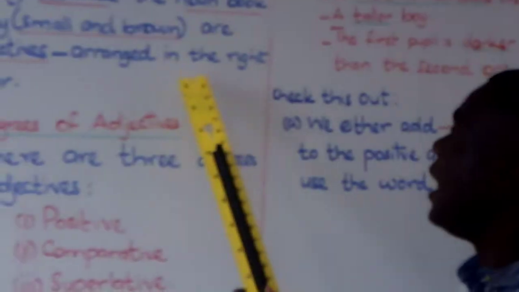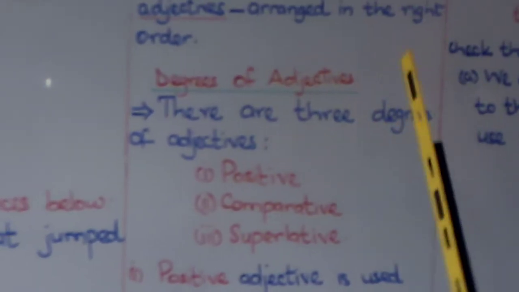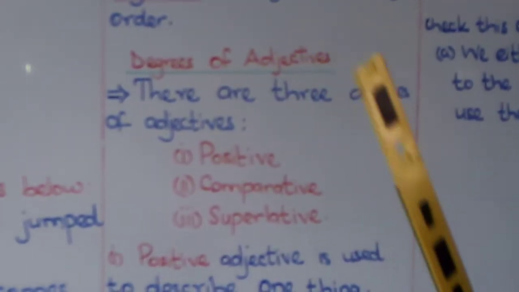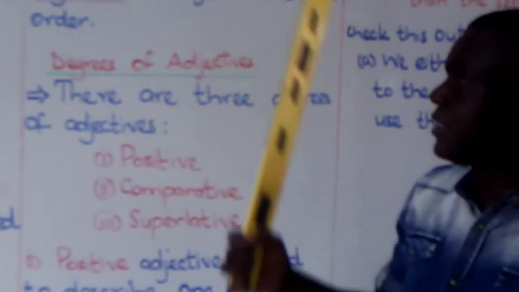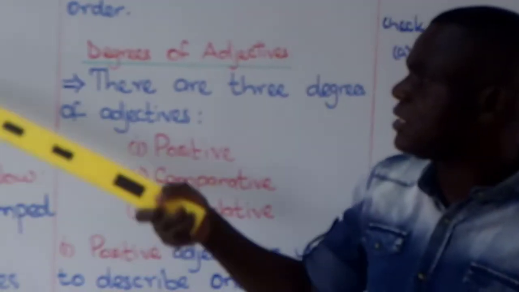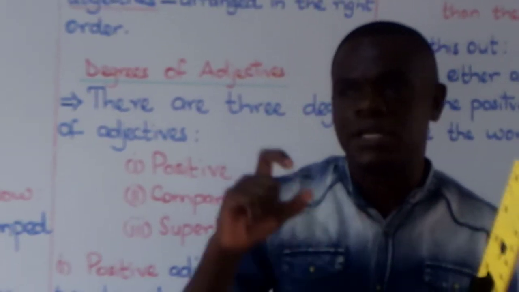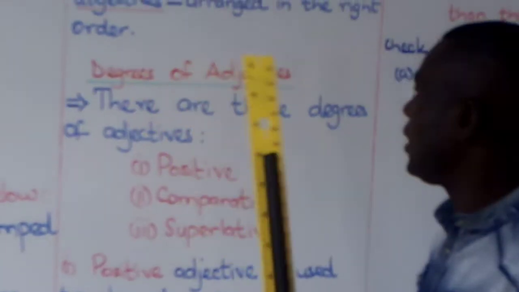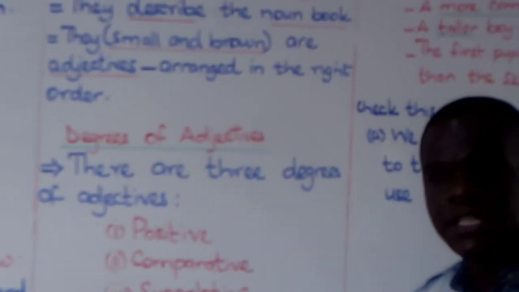Today, I want us to look at degrees of adjectives. And just before that, boys and girls, would you now construct some sentences using adjectives? Any adjective, you pick an adjective, maybe from this list, or an adjective from elsewhere, and construct 5 sentences using adjectives. Thank you. And make sure you put the adjective before the noun.